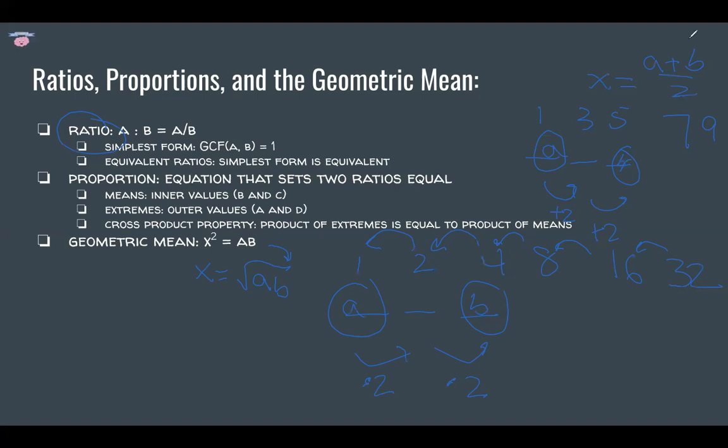And you've probably heard this term. Maybe you haven't heard it as arithmetic mean, but you've probably heard it as average, or maybe even mean in general, because arithmetic mean is the most common type of mean. This is the geometric mean. And how do you find x?